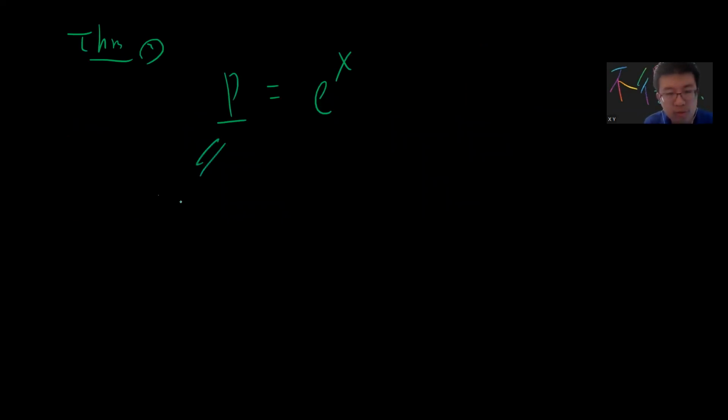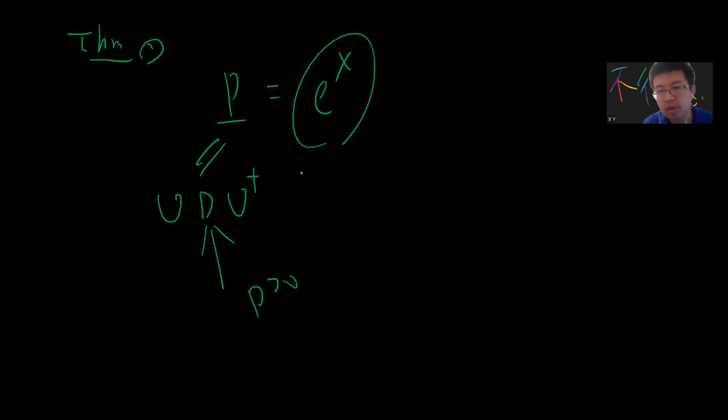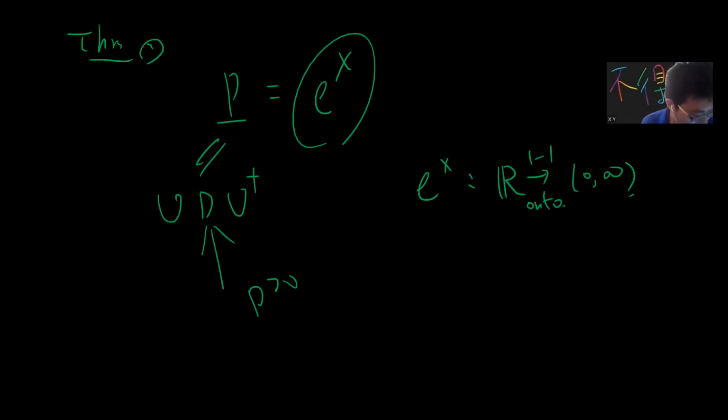The simple idea is that you can write P equals a diagonalization. Then, since D is greater than 0, you can take all the exponentials. Exponential is a one-to-one map from all the reals to the positives. So exponential X is one-to-one, and you can prove this must be unique.